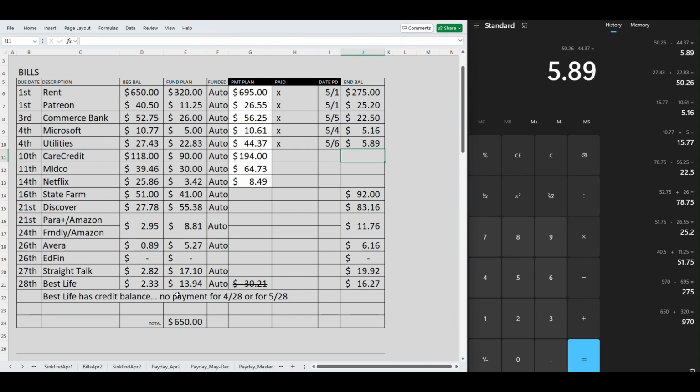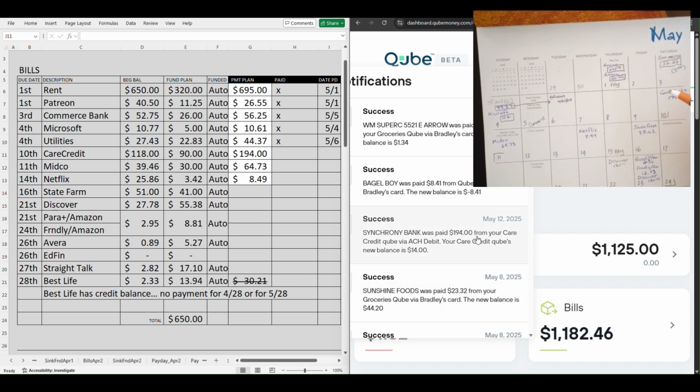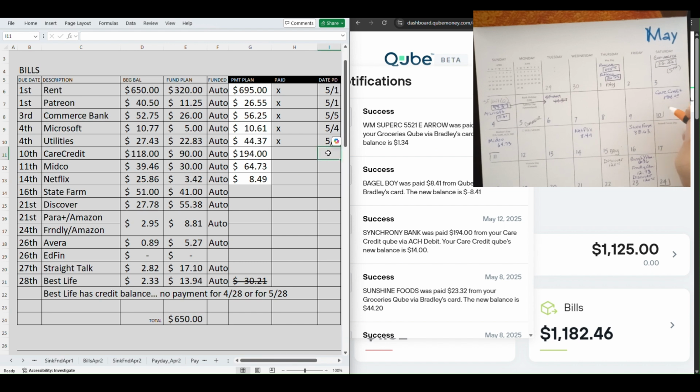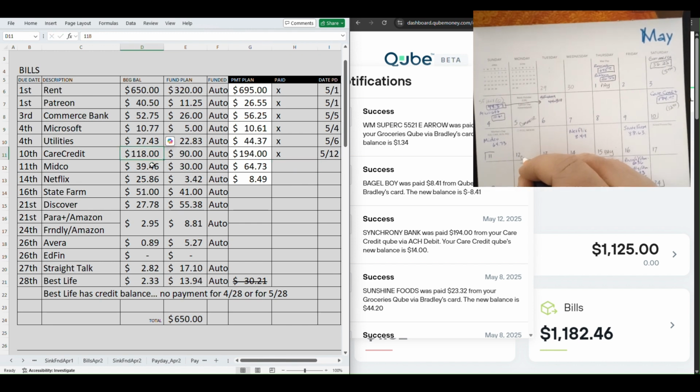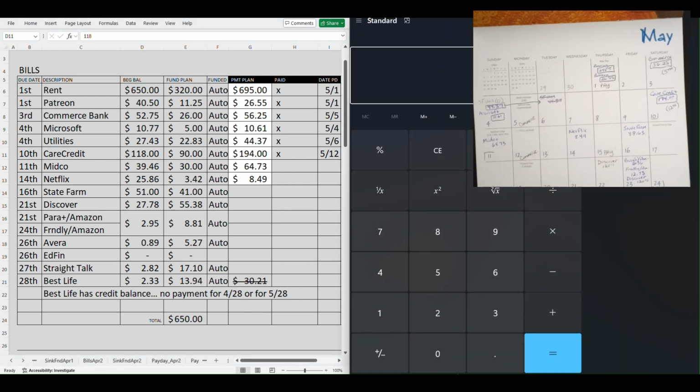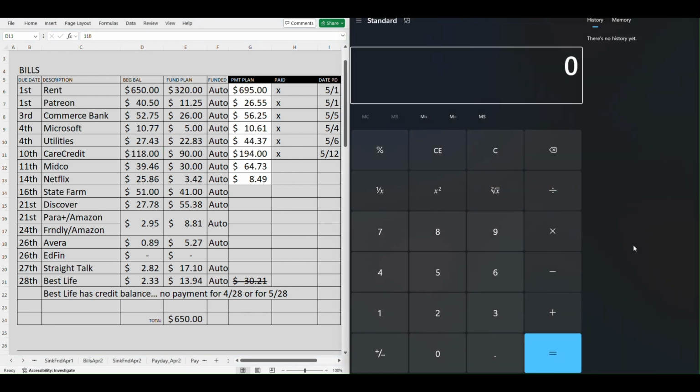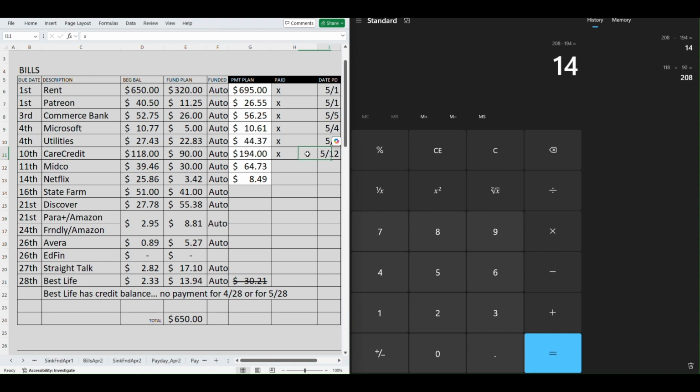And so now the last one was Care Credit. That one was Synchrony, same thing. So $194. And it was paid on the 12th. So we started, the balance for Care Credit was $118, and then there was $90 added automatically, and then they just took the payment of $194. So then that gives us a new balance of $14. We put that into our piece of paper on the left, $14. And that gets us to current date.